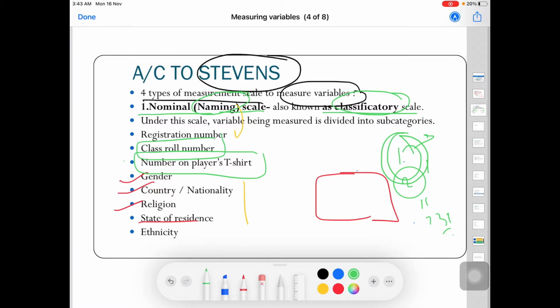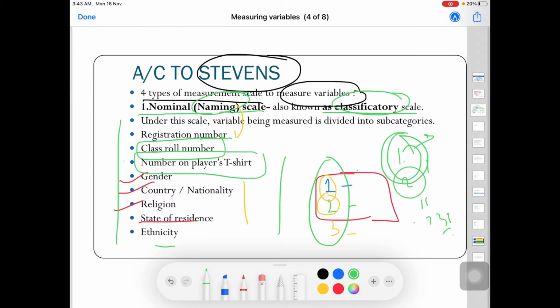The same thing goes with the class roll number. In a class, if the names are arranged alphabetically and against each name numbers are given, for example roll 1 has some name, roll 2 has another name, roll 3 has another name. Roll 1 doesn't mean that he is the smartest boy in the class, the topper. Roll 2 doesn't mean that he is the second topper. It has nothing to do with performance or any ranking. The numbers are just made for our own convenience. The same goes with registration number and ethnicity. So this was all about the nominal or naming scale.